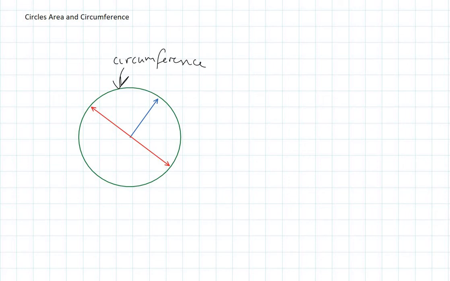Okay, and we've got two other circle words that you might remember and you might not. This blue line is called the radius. That's from the middle of the circle out to the edge. And the whole way across a circle from side to side, as long as possible, through the middle, is called the diameter. That's the red line there. So that's a bit of vocabulary that you're going to need to do these circle questions.